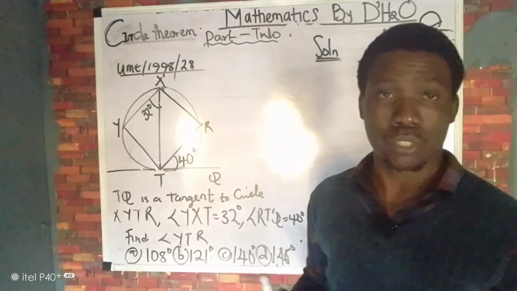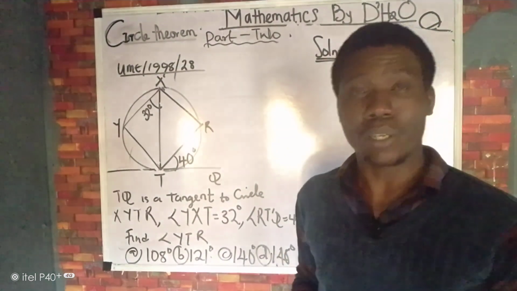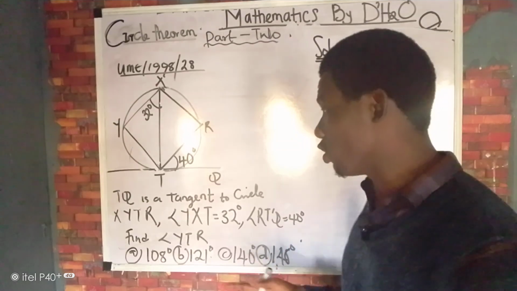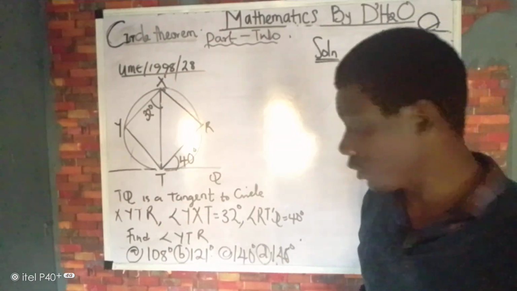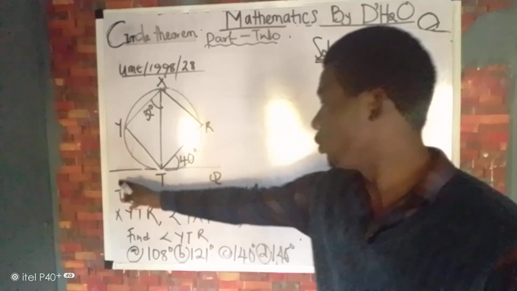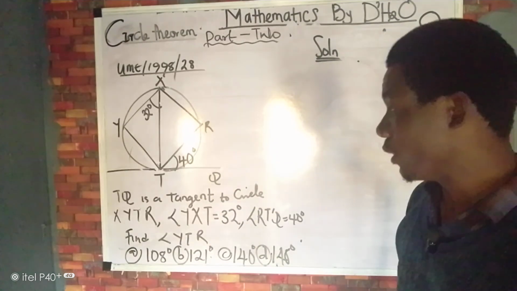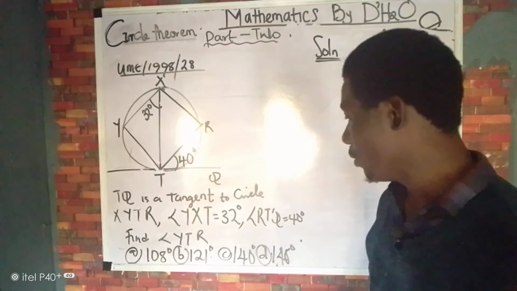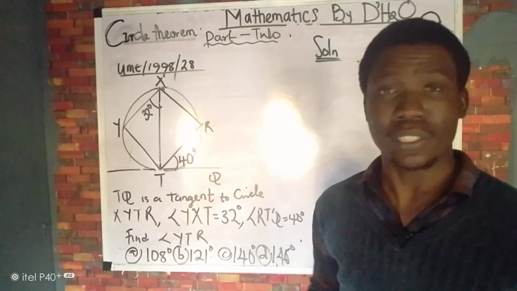Take a look at the diagram on the board. You'll see that the theorems of circle geometry should be applied to solve this problem. Now, what did the question say? TQ is a tangent, which you all know, to a circle. They gave us the circle, and you see all the angles that are given in the diagram.